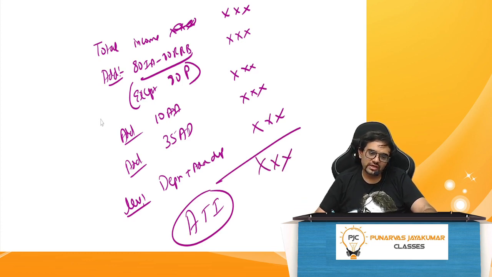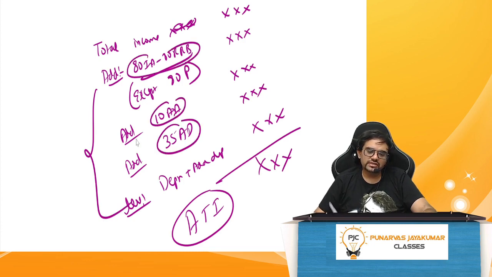So they are only concerned about these things: 80IA to 80RRB, 10AA, 35AD. If you have considered 35AD, this. If you have not considered 35AD, then this. Depreciation and additional depreciation will come.